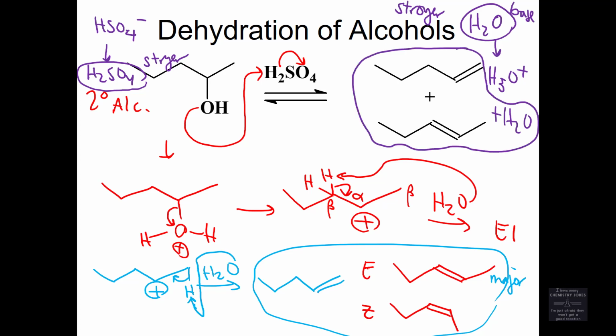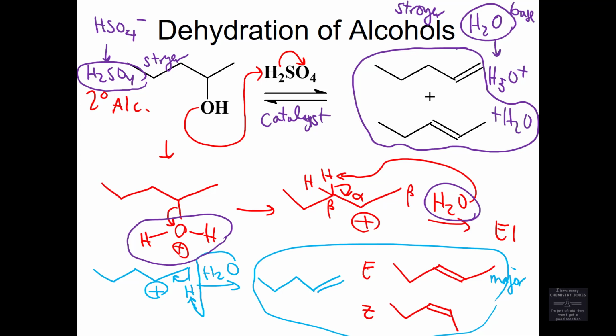The sulfuric acid acts as a catalyst, but the real reason I took water to deprotonate that H instead of HSO4- is because water is the stronger base. The water in the solution you can think of as coming from the leaving group there. So a proper E1 dehydration mechanism does not use HSO4- to deprotonate the beta hydrogen. It uses water to deprotonate the beta hydrogen.